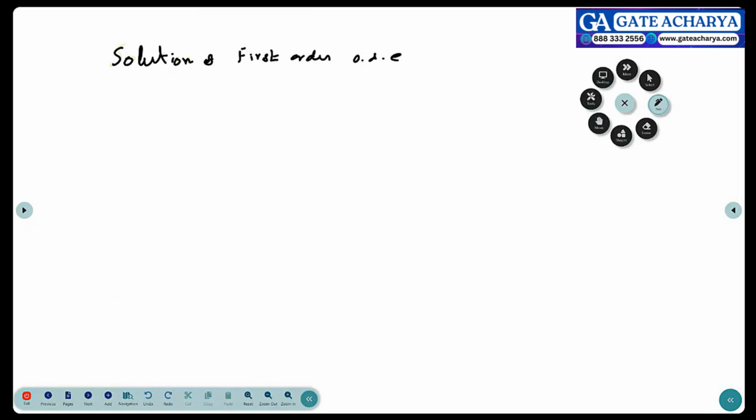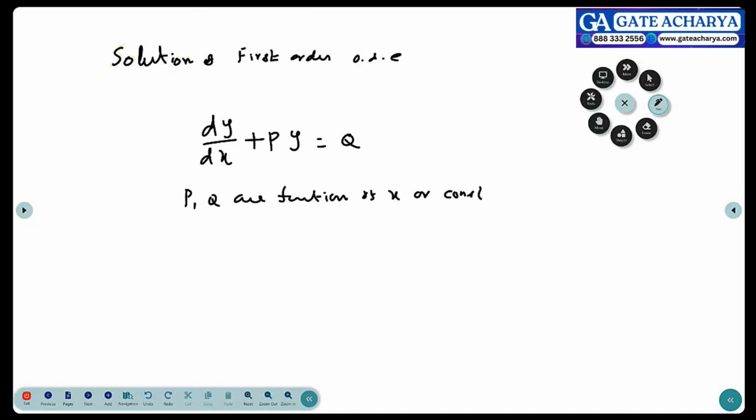You already know this very well from your earlier level. What is the general form of a first order differential equation? It's dy by dx plus py is equal to q. Here p and q are functions of x or constants. It is first order because y is the variable and dy by dx is the derivative. Its power is 1, so it is a linear ordinary differential equation.